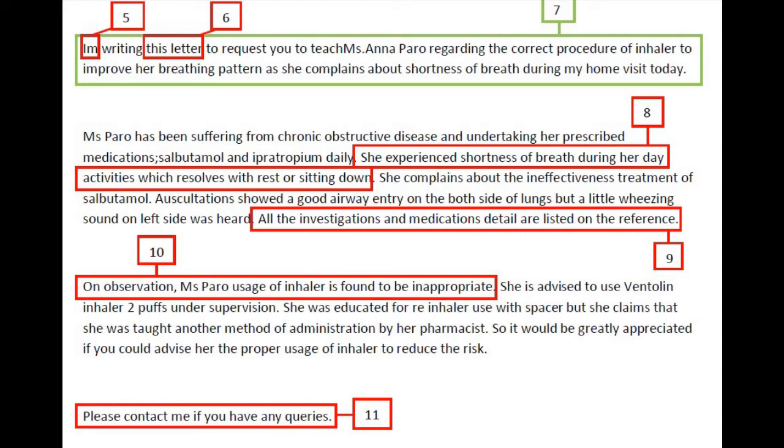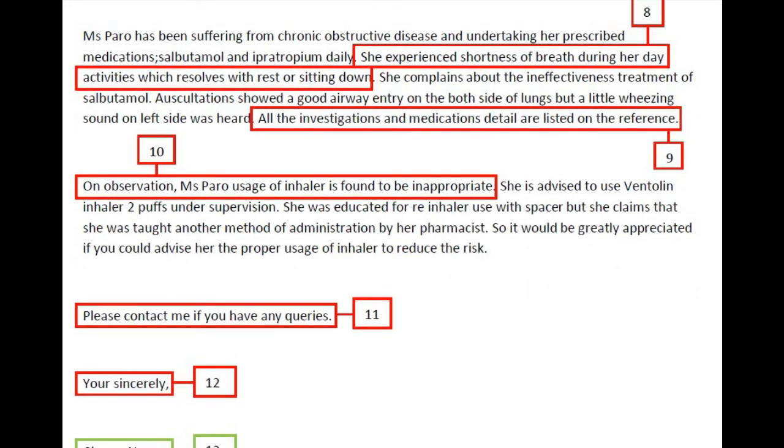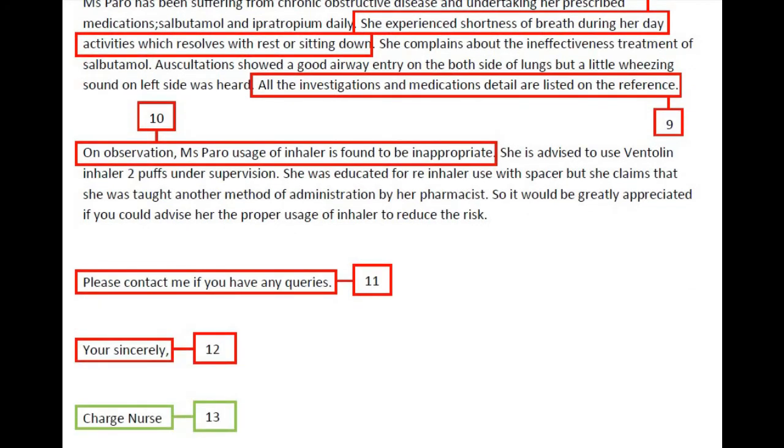The following two sentences are written correctly. However, the last sentence written, all the investigations and medications detail are listed on the reference, is totally irrelevant and wrong because no investigation happened here but just an examination, and the medication details are not needed to include in the reference because the writer has already mentioned the medication she uses in the letter. Moving to the third paragraph: "On observation, Mrs. Parrow usage of inhaler is found to be inappropriate.